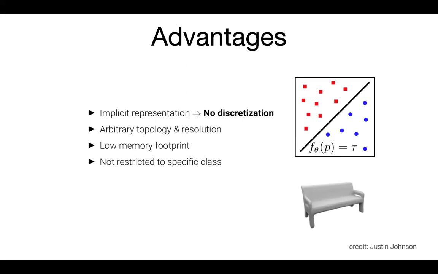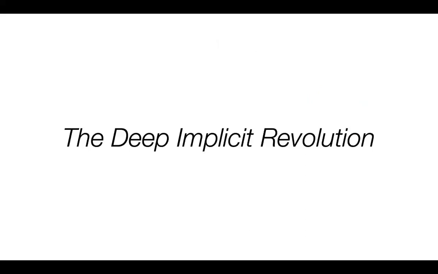And it's very compact. It has a very low memory footprint, in spite of the fact that it's a continuous representation. And it's also not restricted to a specific class of objects. It can deal with any kind of object and with shape families, right? Okay, with all these advantages, it's not surprising that researchers tried to do this in practice for neural networks.